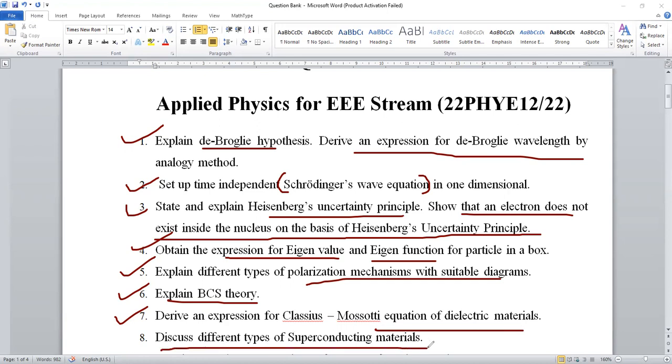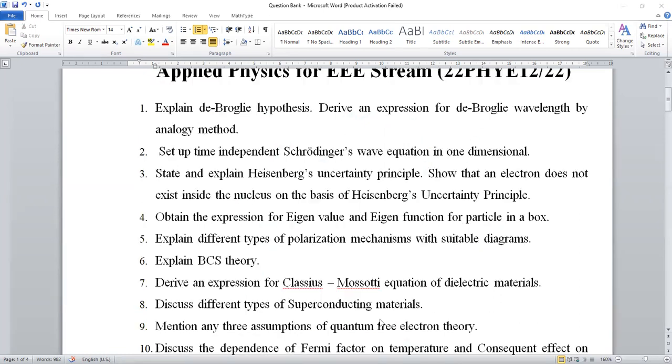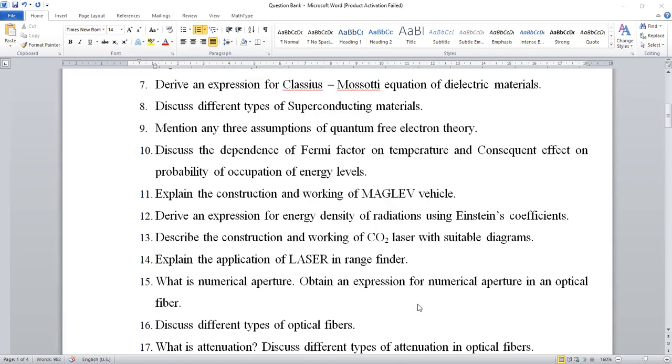Discuss the different types of superconducting material. What do you mean by superconductivity? What are the different examples of superconducting material? Those phenomena you have to explain. If possible, draw the graph of superconductivity. You can mention the behavior of some material at certain temperatures. So that is a very important question.